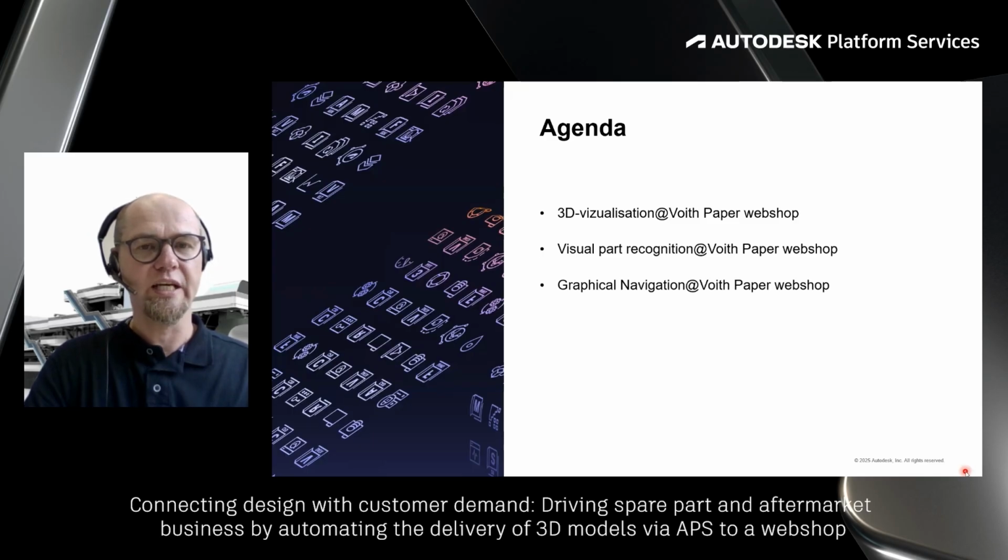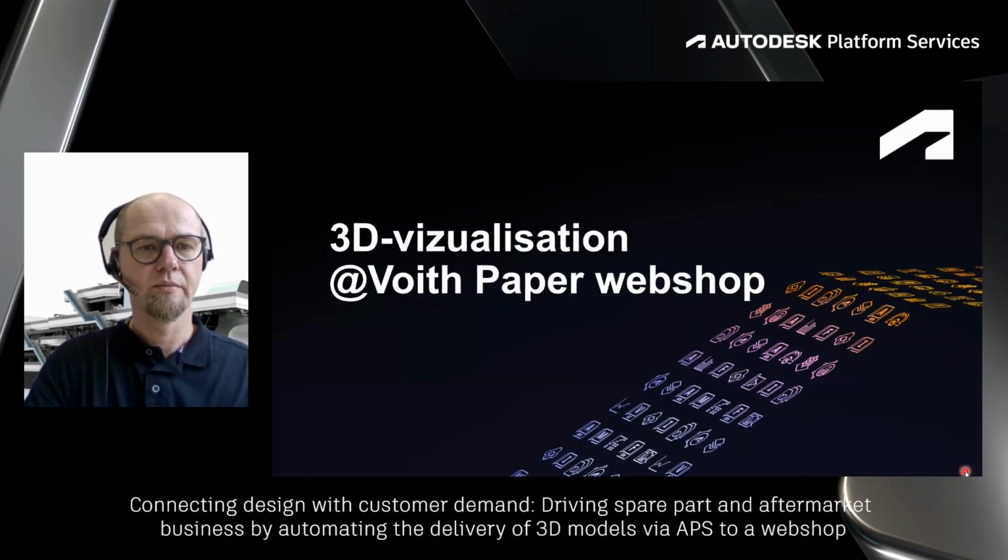Within this presentation, I'm going to show you 3 examples how the Autodesk Platform Services help to achieve this goal. We're going to talk about the 3D visualization, the visual part recognition, and the graphical navigation at Voigt Paper Webshop. Let's start with the 3D visualization.